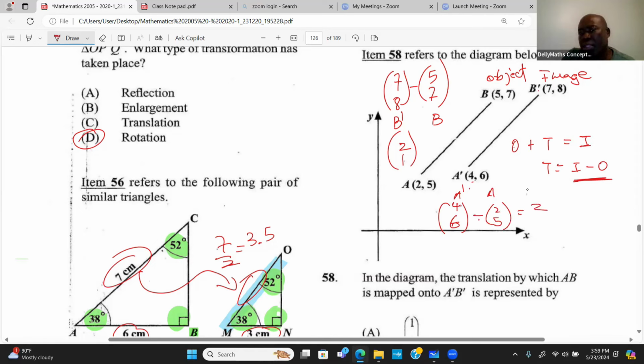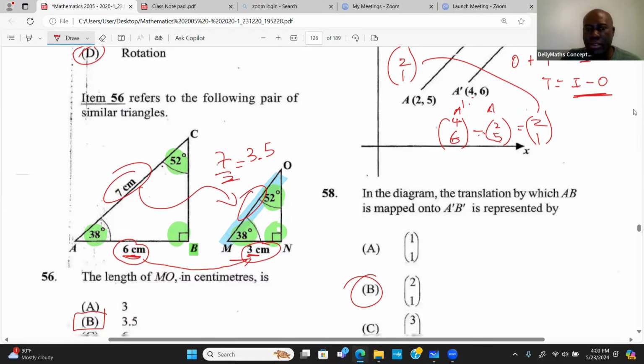4 minus 2 is actually 2 at the top. 6 minus 5 is 1 at the bottom. We're still getting the same answer. And with that said, whenever you're dealing with the translation, you don't need to take in multiple pairs. You only need to have one pair, as in one set of corresponding points, and it works.